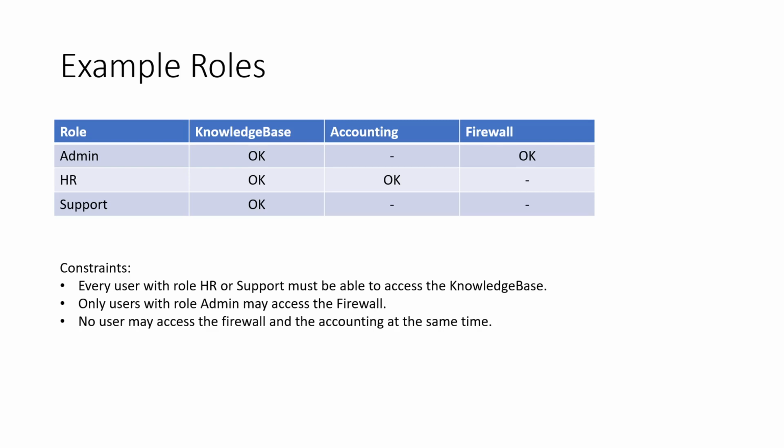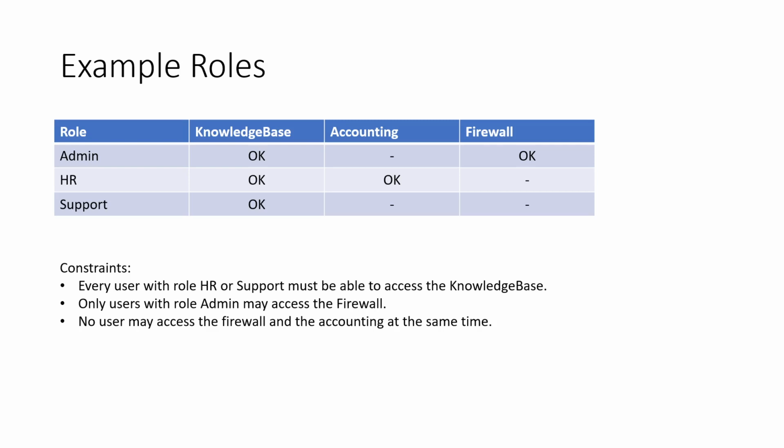So there might be some constraints, such as that every user with the role human resources or support must be able to access the knowledge base, right? This might be something that we want to sanity check our configuration with. So this is our configuration, and then we have some constraints, and we want to know, are they satisfied or not? Then, only users with the role admin may access the firewall. This is a bit easier to check because it only mentions the role admin and the firewall. And yeah, we can see admin has firewall access, but nobody else does. So fine, that's satisfied and that's easy to see.